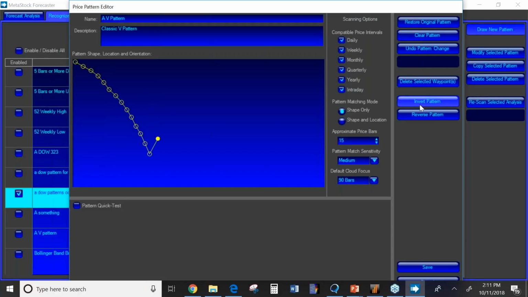I could reverse the pattern where it'll basically put it in the opposite direction. I'm not going to do that. I'm going to leave it like that. And what I'm going to do is save this as a pattern now.